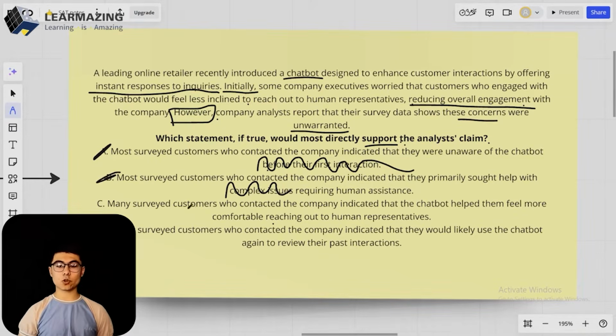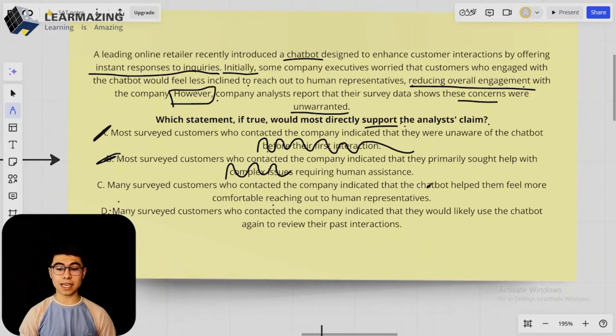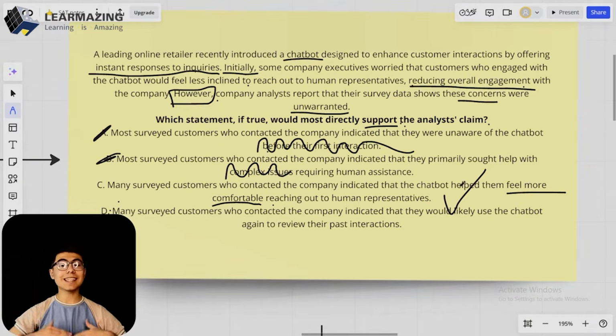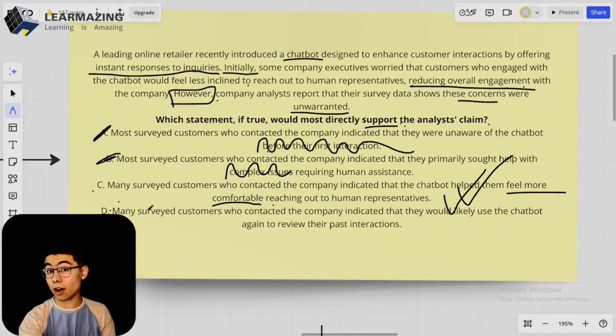Choice C: many surveyed customers who contacted the company indicated that the chatbot helped them feel more comfortable reaching out to human representatives. Yes, that's the exact same thing that the passage says. It increases overall engagement, and engagement could be feeling more comfortable reaching out to human representatives of that company. So yes, that's the best choice here.